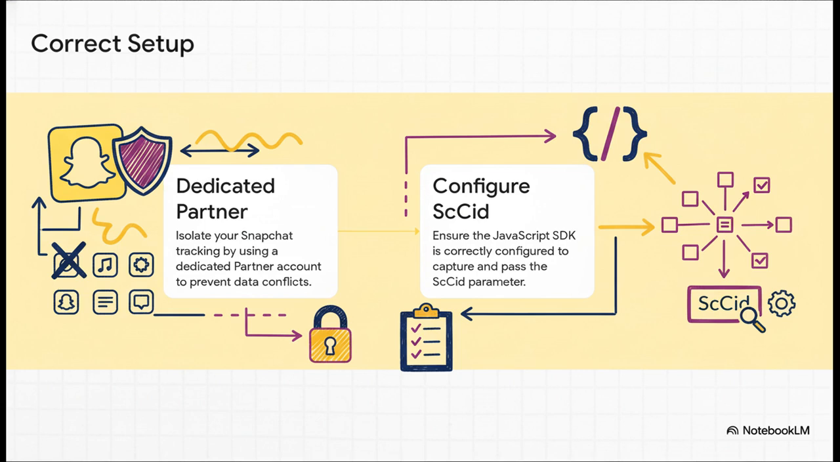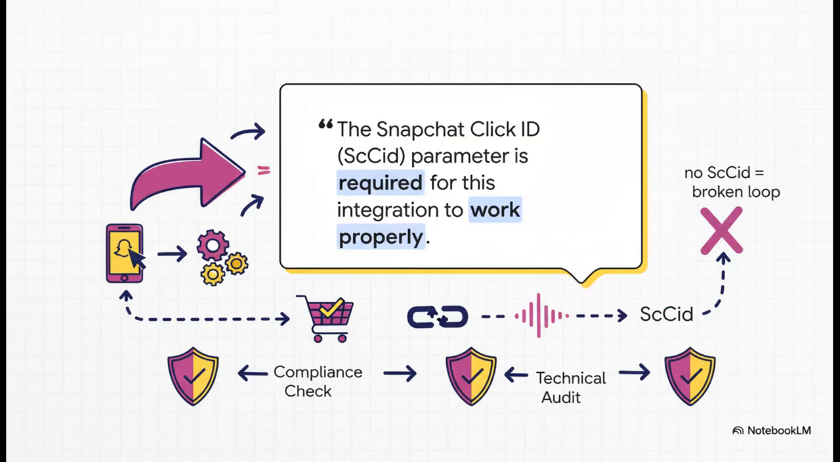Second, you have to make sure your JavaScript SDK is set up to properly capture and pass along that SCID parameter. You know, here's the absolute crux of it. Without that Snapchat Click ID, the SCID, the entire data feedback loop breaks. That parameter is literally the key that connects the conversion all the way back to the original click on the ad. No SCID means no attribution. It's as simple as that.